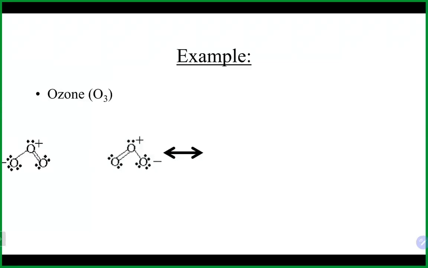Ozone, this is the resonance structures for ozone. So again, you only need to do it if you're asked to draw all the possible resonance structures. If it just asks you to draw a Lewis structure, you could draw one of those structures to be sufficient. But definitely, if it mentions, draw them all, you should draw all of them that are possible.